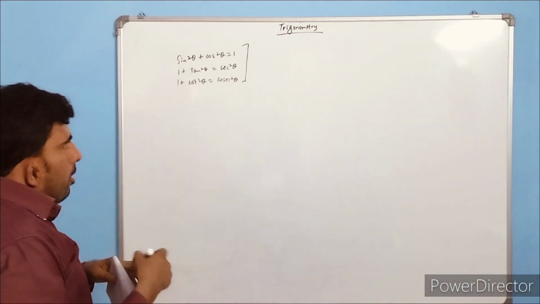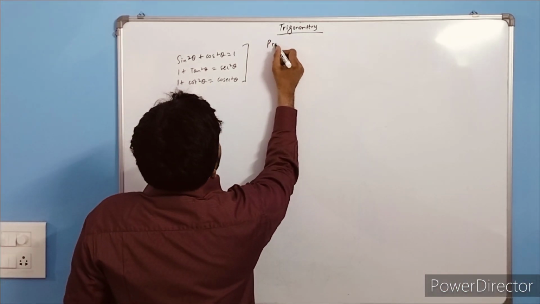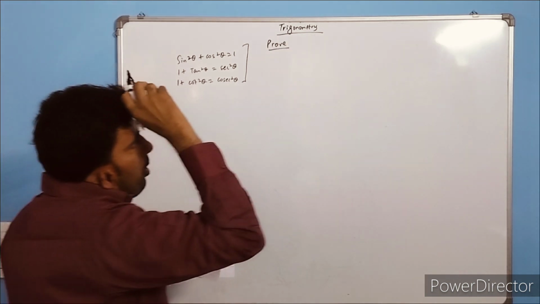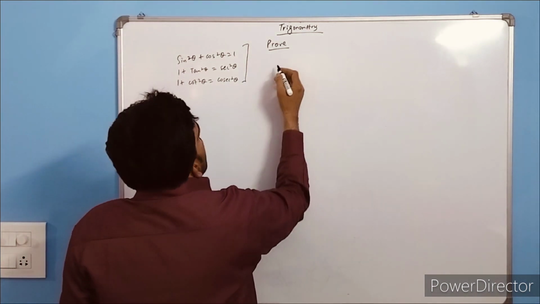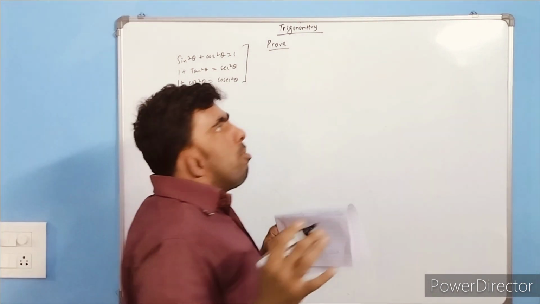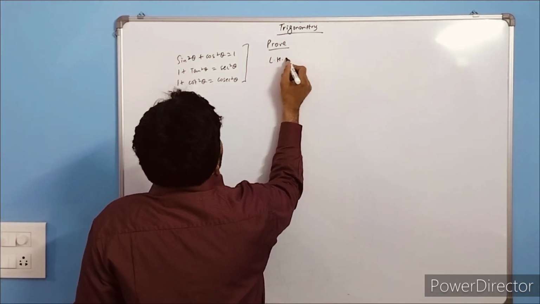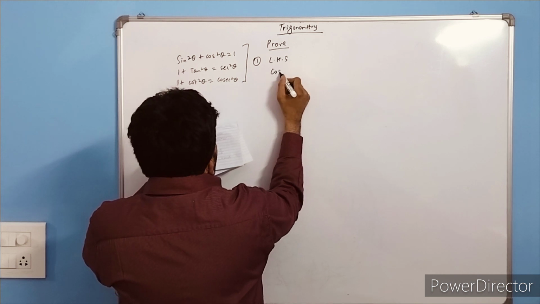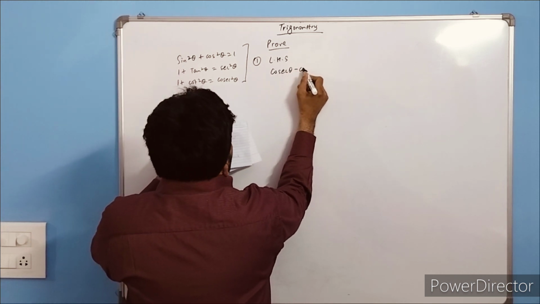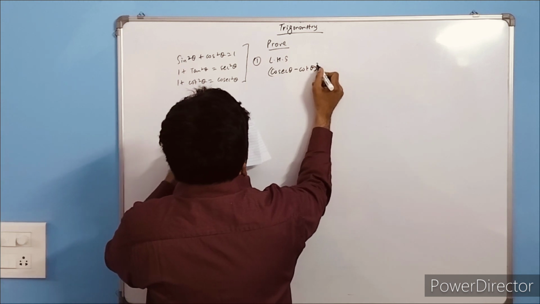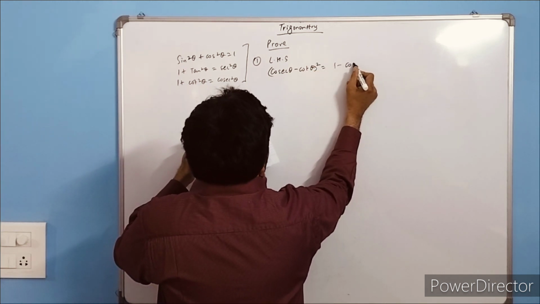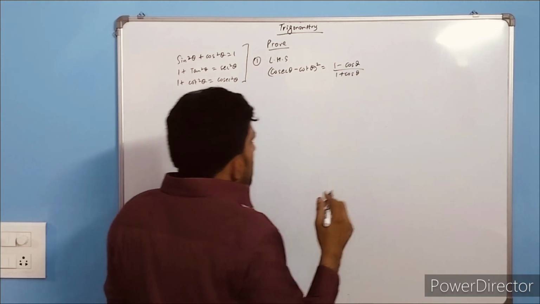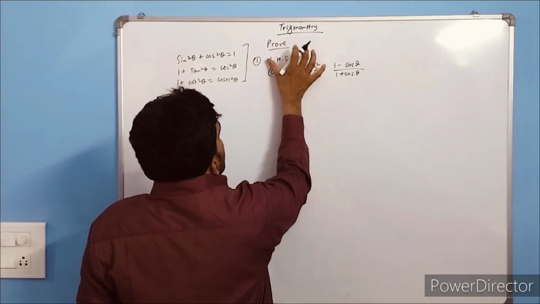For example, now I will prove 10 numericals today. We'll prove 10 numericals based on the proving concept, that is we have to prove that LHS is equal to RHS. Now LHS is given in one numerical, that is cosec theta minus cot theta whole square is equal to 1 minus cos theta upon 1 plus cos theta. Okay, now see what is given. We need to prove this.